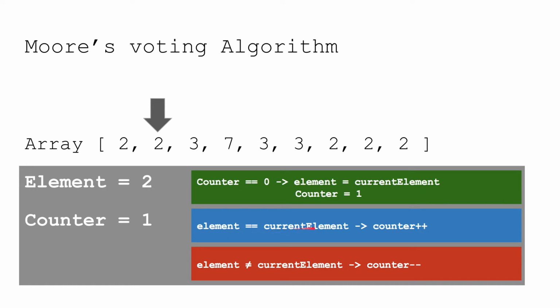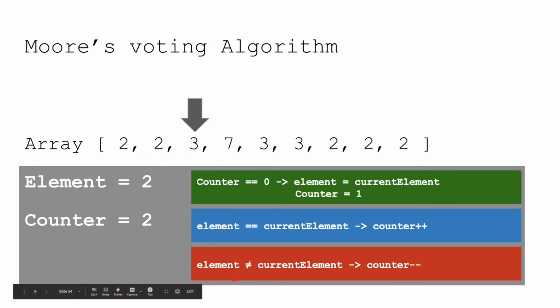If the element is equal to the current element, so here you can see the element is 2 and the current element is also 2. So in this case we simply need to increment the counter. So we will increment this counter to 2. And then we have the next element 3, which is not equal to this element. That means we fall under the third criteria. Here we need to decrement the counter by 1.